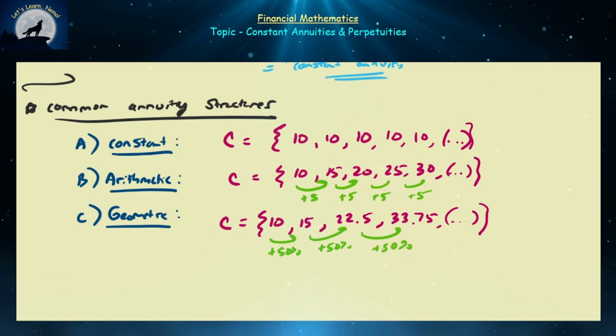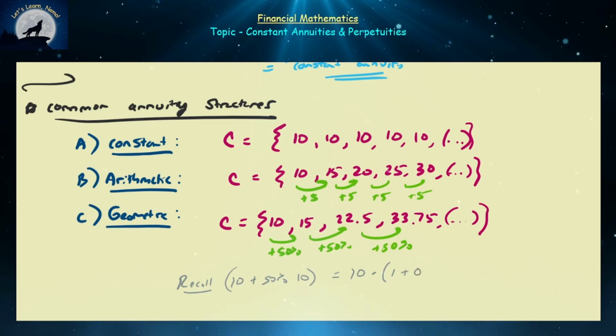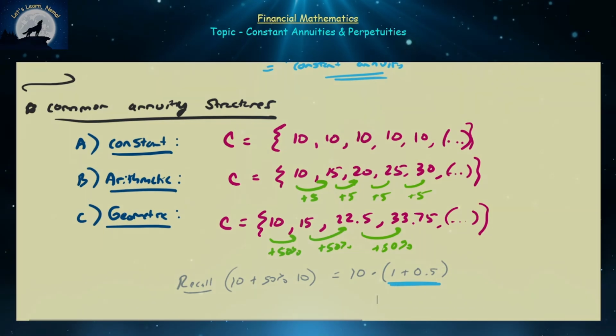So arithmetic is an additive process, and here geometric is a multiplicative process. And keep in mind, if you don't remember how to view it as a multiplicative process, 10 plus 50% of 10 is just the same as 10 times 1 plus that rate of increase of 50%, right? So at least from the perspective of cash flows, that's almost like your alpha with an effective interest rate of 0.5. Right? So that's three common annuity structures: constant, arithmetic, and geometric, and also they can be from the perspectives of perpetuities as well.